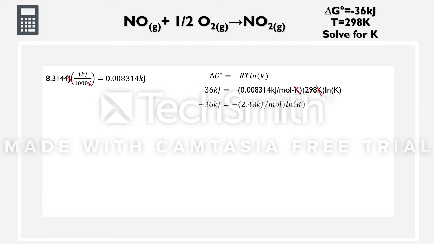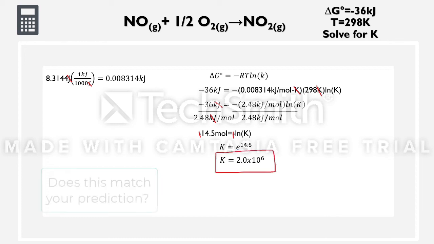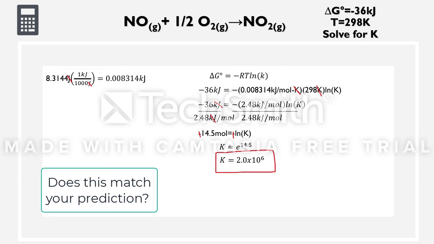Now, we still want to isolate the ln of K, so we're going to divide both sides by 2.48. We are now left with negative 14.5 moles equals negative ln of K. So we can cancel out these negative signs, and then the 14.5 is now left positive. Now, in order to take the inverse of ln of K, we have to raise e to the 14.5 power. When we do that, we get the answer of K being 2.0 times 10 to the 6th. Now that is our answer for part A.